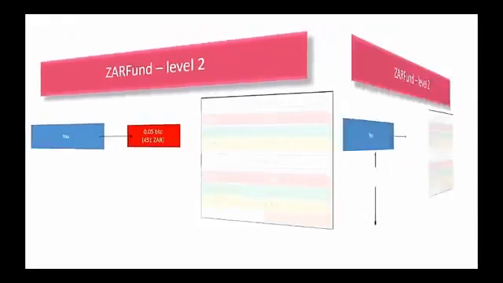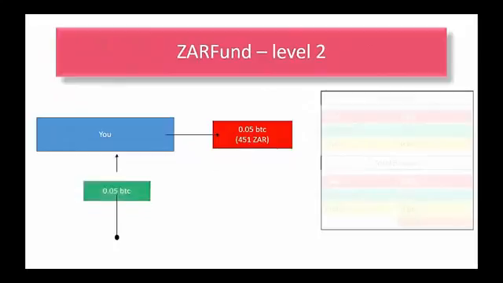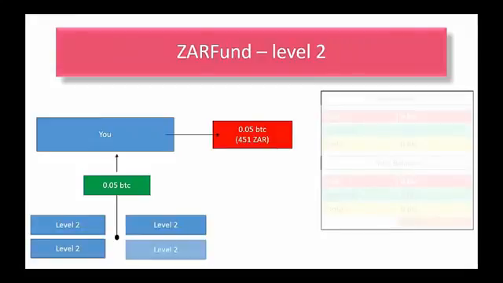What would compel you to upgrade to the second level? On the second level, you pay 0.05. And you paying 0.05 makes you eligible to receive the exact amount you've paid to be on this level now, from 4 people that would aspire to be on level 2.